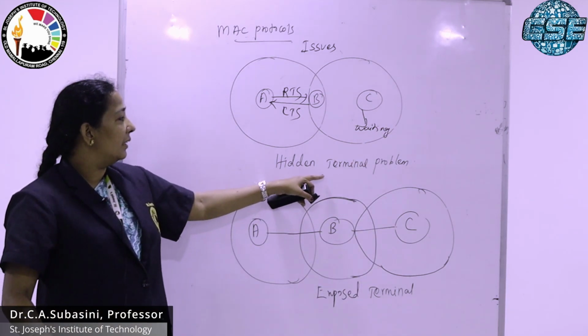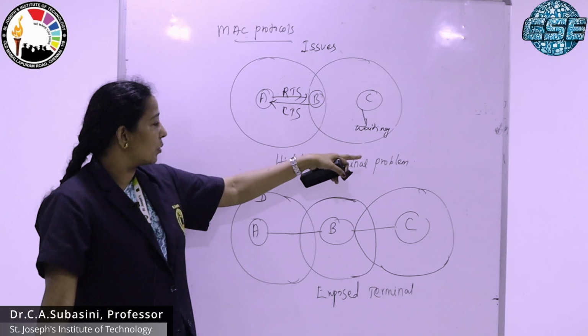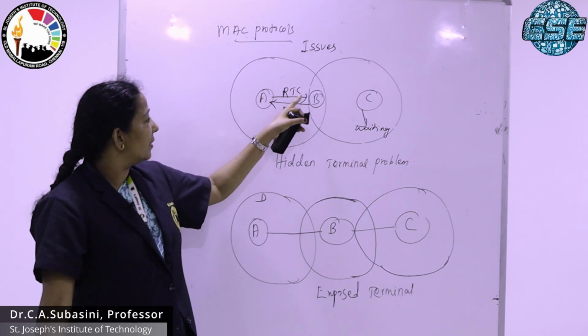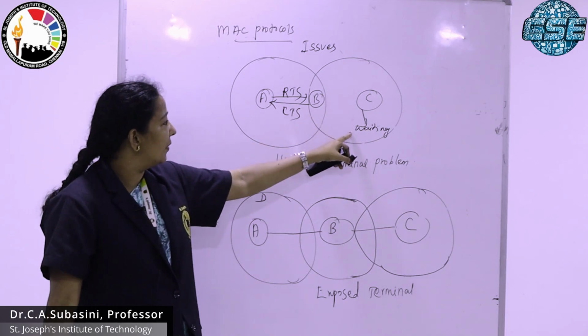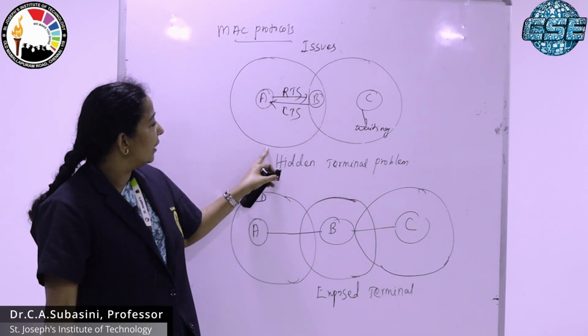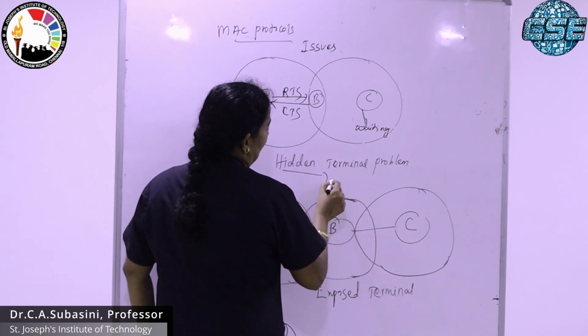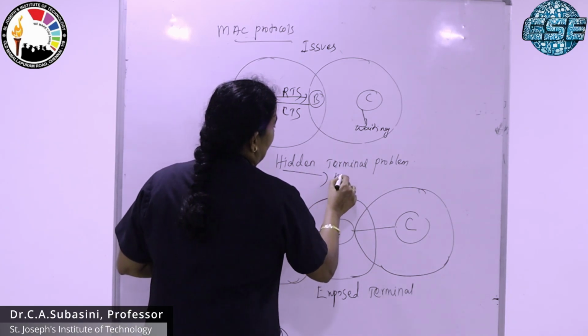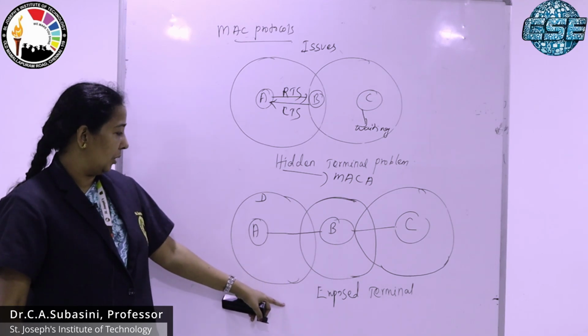That is the hidden terminal problem. A sends the RTS, B replies with clear to send, and C waits. In that situation the hidden terminal problem arises, but it is overcome by the MACA technique.